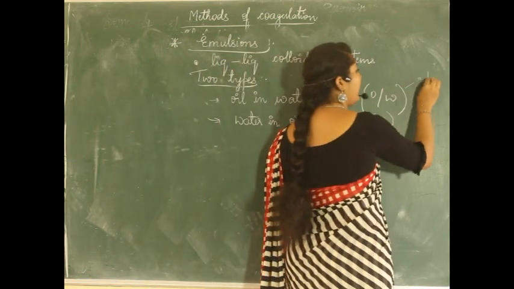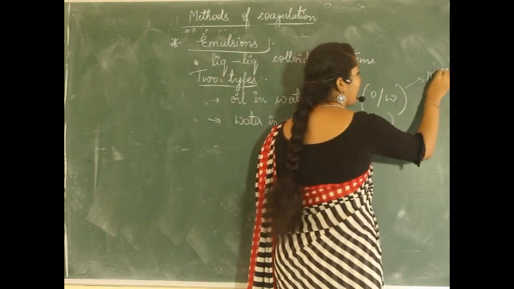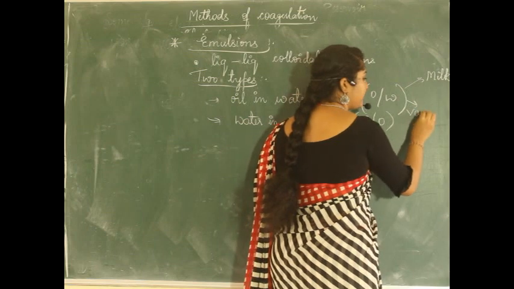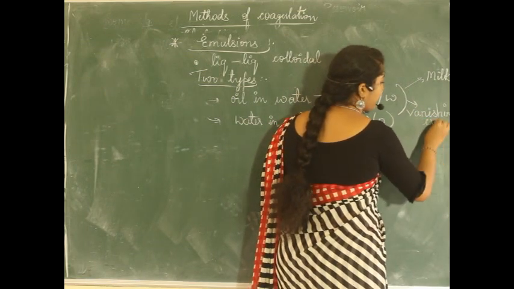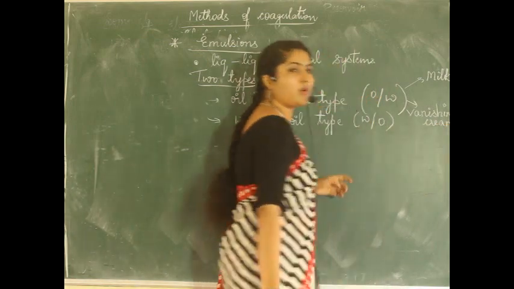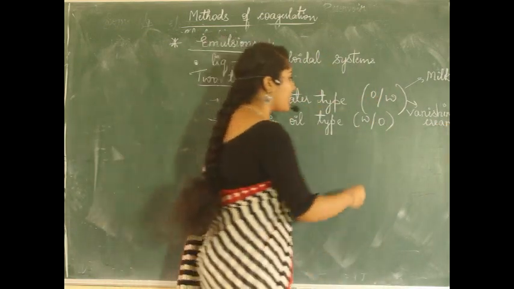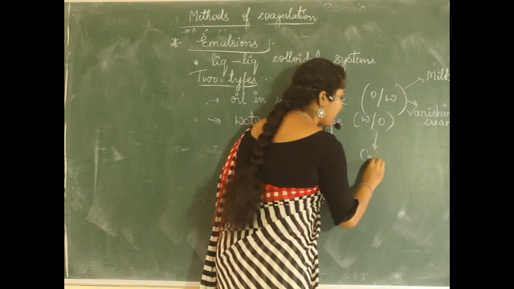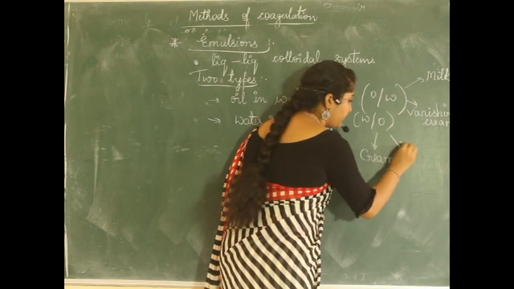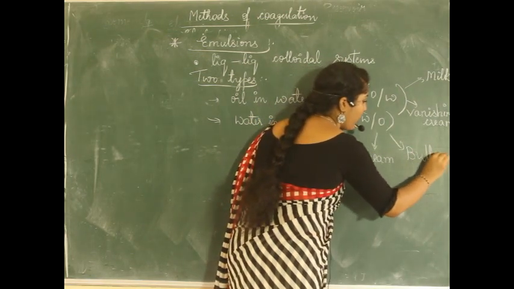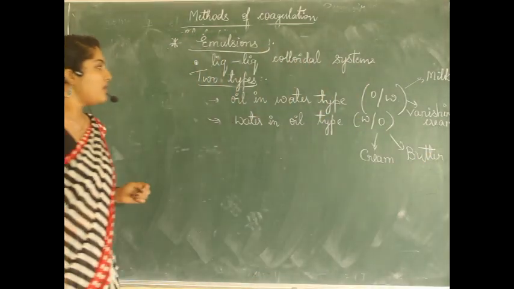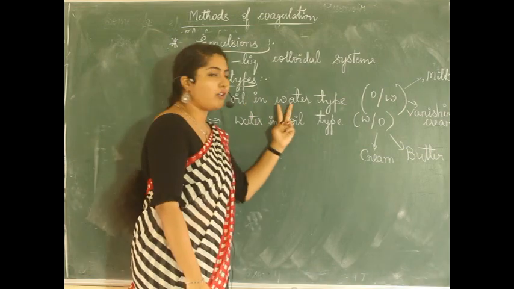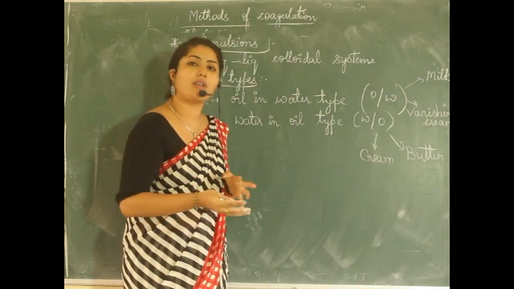Examples are milk, vanishing cream, etc. And in case of water in oil type of emulsions, examples are cream, butter. These are examples for water in oil type of emulsions.